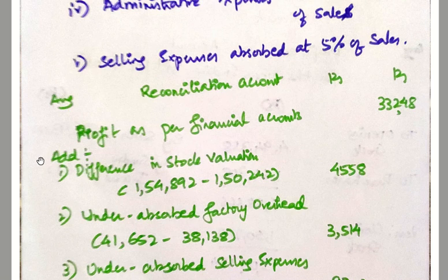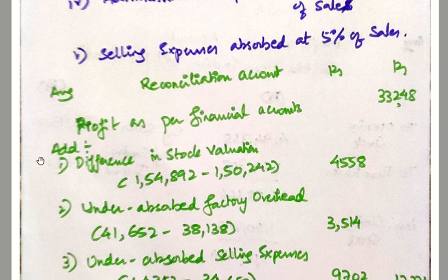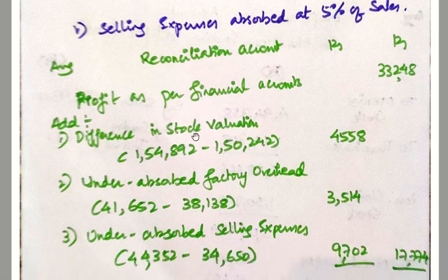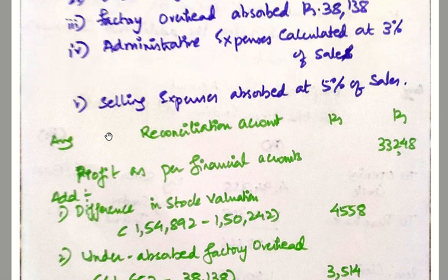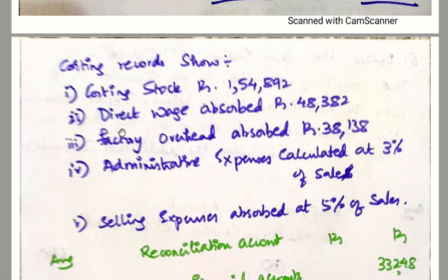So if there's overvaluation, we were supposed to minus it as per the format, but here we will add it. So the difference in stock valuation, which is 1,54,892 minus 1,50,242, which is 4,558, which we are adding it. So moving on to your next item.